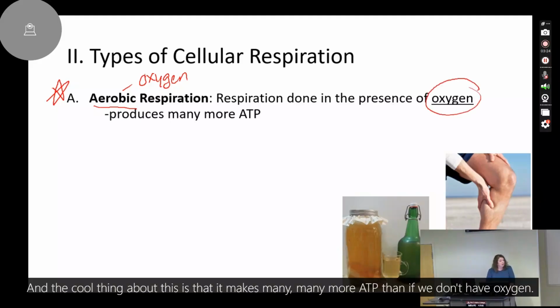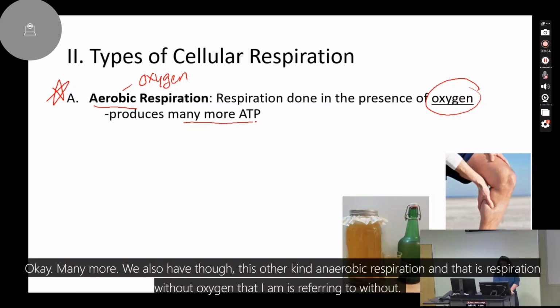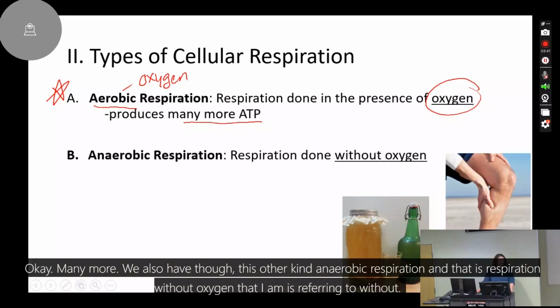So aerobic respiration is when you have oxygen. And the cool thing about this is that it makes many, many more ATP than if we don't have oxygen. We also have this other kind, anaerobic respiration, and that is respiration without oxygen. The an is referring to without.